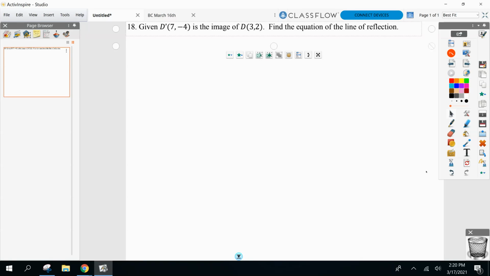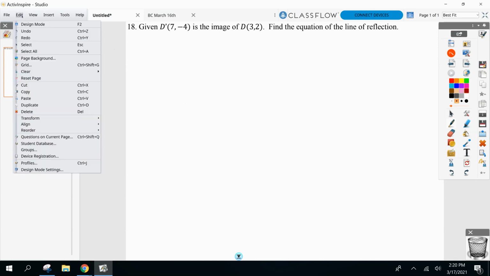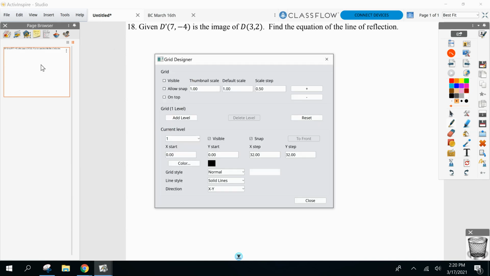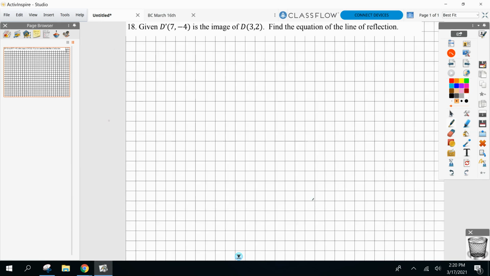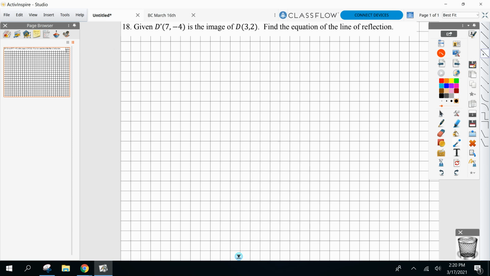All right, so here we go. Find the line of reflection. I always like graphing this, and you'll see why when I start doing the problem. So let me throw the graph up of these 2 points. Not needed, but I like it.